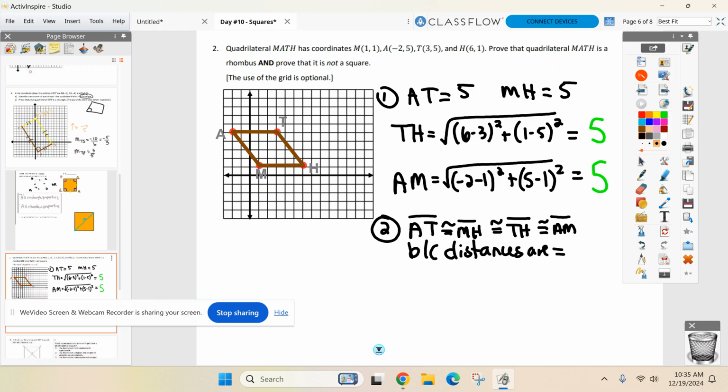And now we finish this off. Not done yet, but the first part anyway. We could say MATH is a rhombus. What's everyone putting up for their because? All sides are... show me what, look above. All sides congruent.